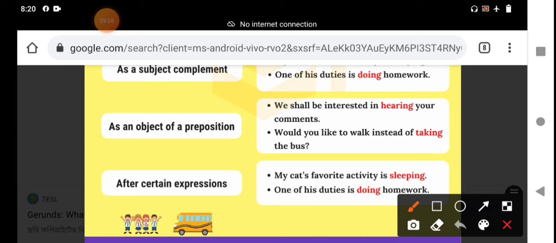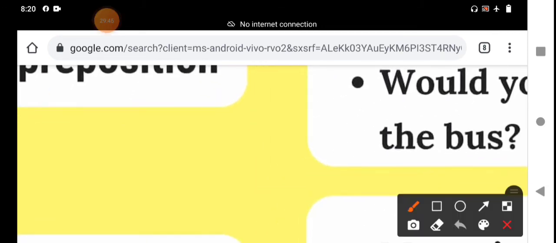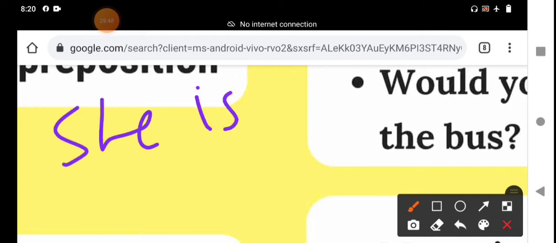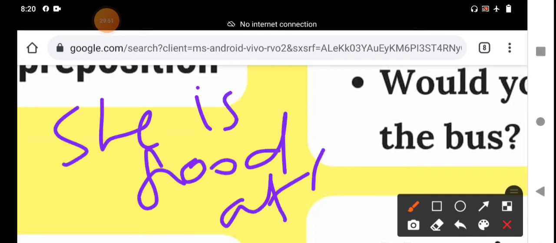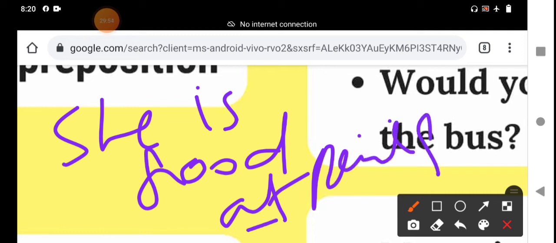One more example I will give. One of his duties is attending a meeting. Attending is the object of the verb is. For example, she is good at painting. I will write it for you: she is good at painting. Here, at is a preposition. It is followed by a gerund, and it is called the object of the preposition. That is what you should understand.